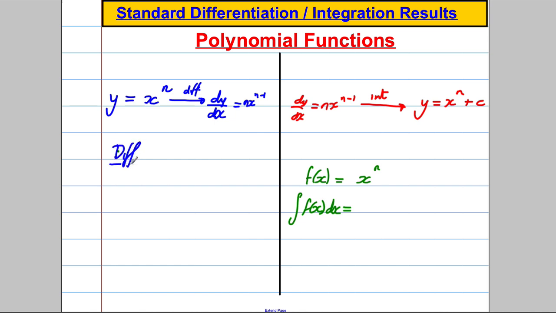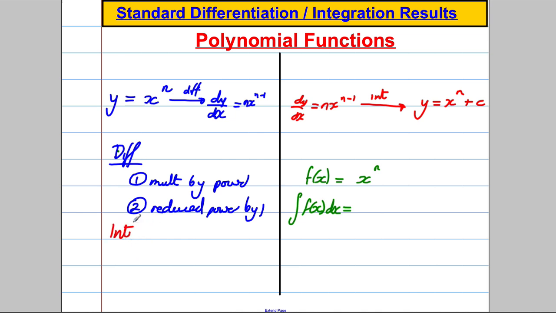let's write differentiate here. The two steps I did was, step 1, I multiplied by the power, I multiplied by the n, and step 2, I reduced the power by 1, so n became n minus 1. And so when I'm integrating, I'm going to undo this process. So to undo reducing by a power of 1, step 1, I'm going to increase the power by 1. And step 2, I'm going to divide by the power.